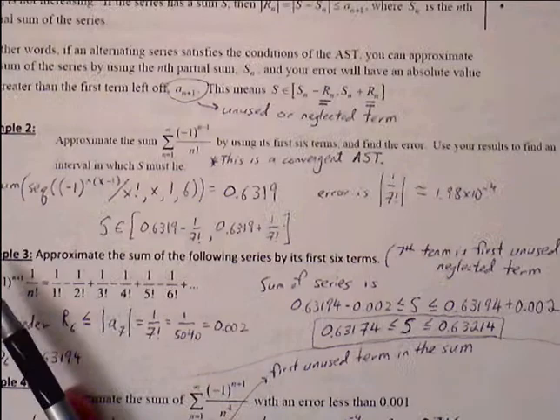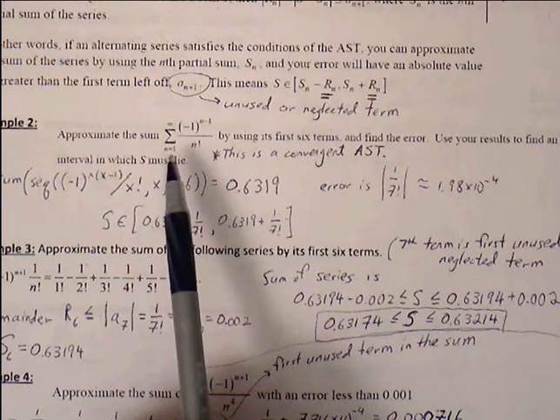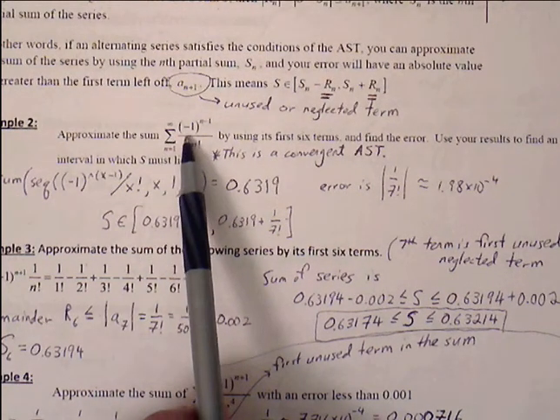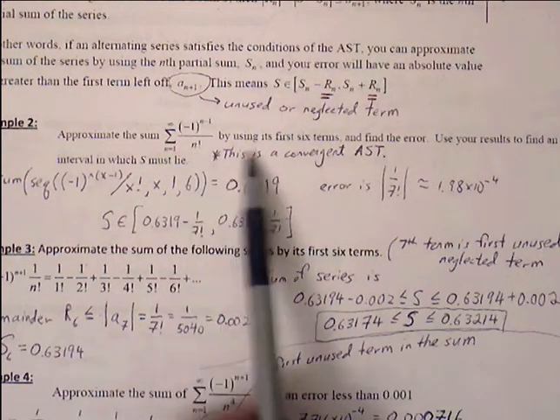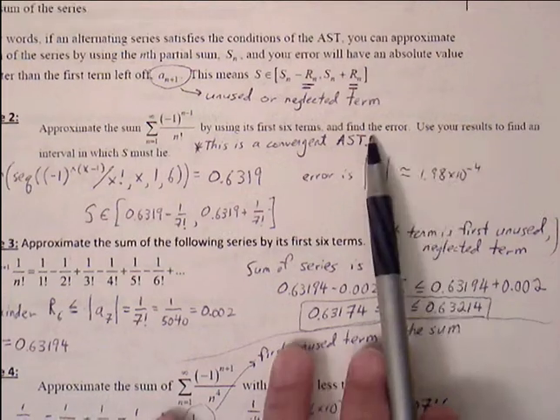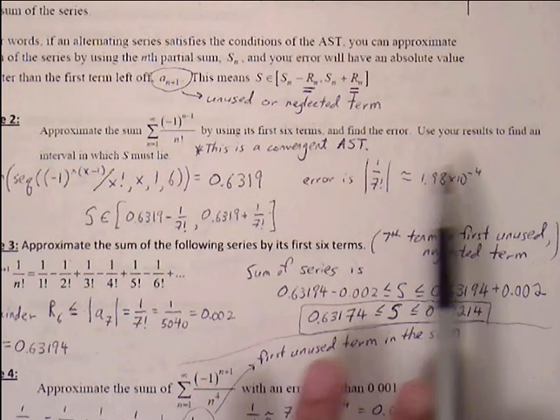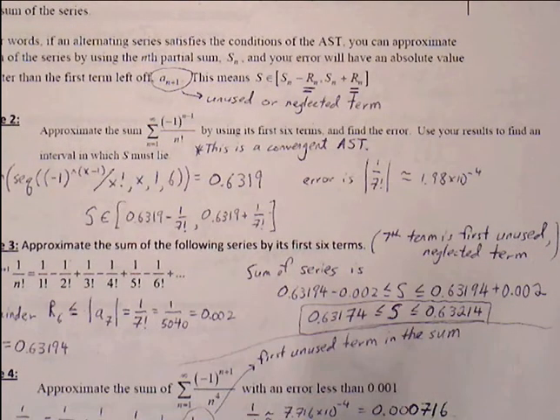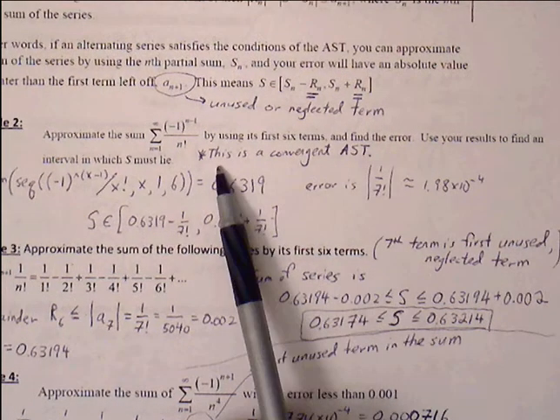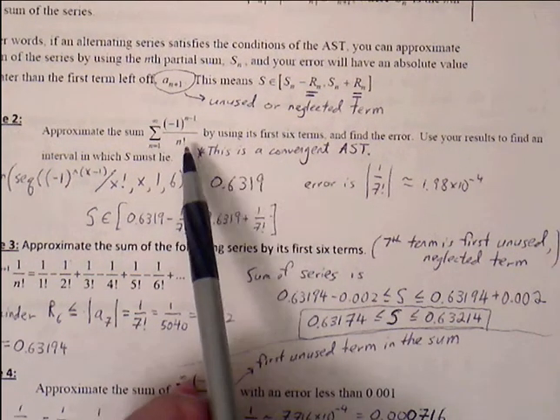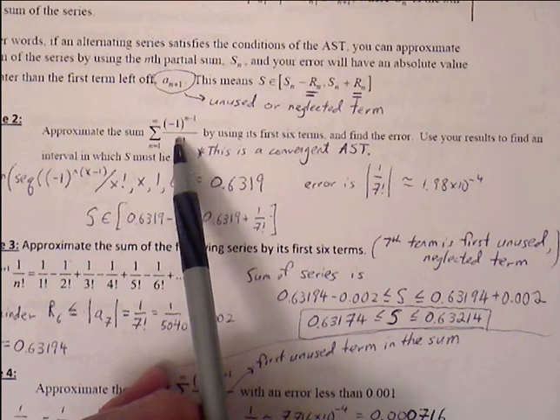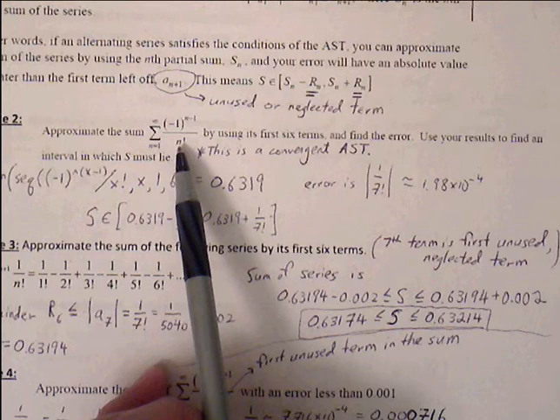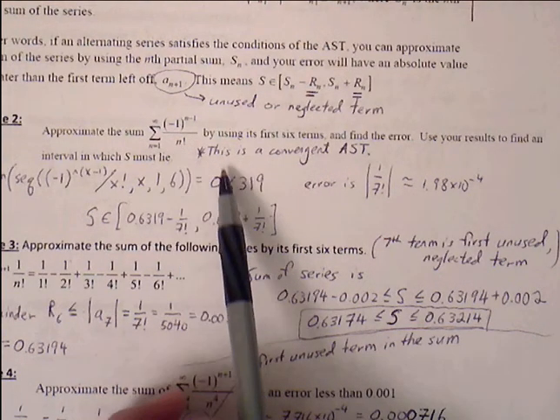So if we look at example 2, approximate the sum of the alternating series (-1)^(n-1) over n factorial by using its first 6 terms, and find the error. Use your results to find an interval in which the sum must lie. First off, we know that this is a convergent series because the limit of 1 over n factorial gives us 0.